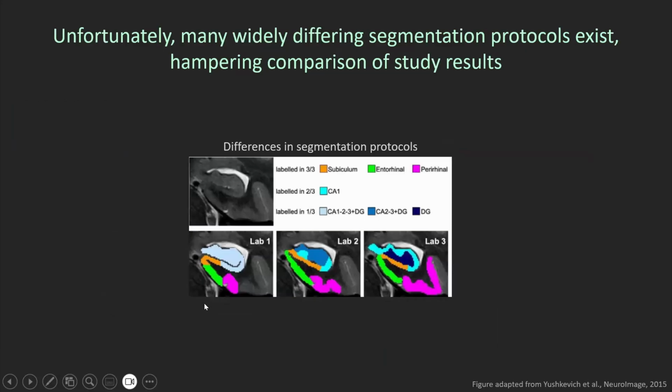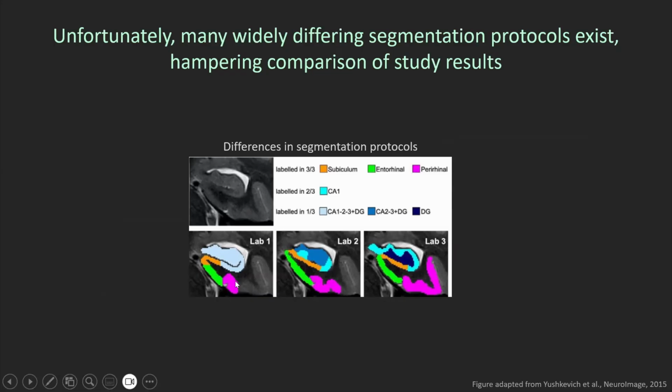But as I already alluded to, there's not one labeling protocol, but actually many different segmentation protocols, over 25, and I think it's still going up. What you see here is an example of that. This is one slice in the same brain that is labeled by different laboratories. Of course, in this brain, the different regions, the different colors should all be in the same place, but it's not the case.